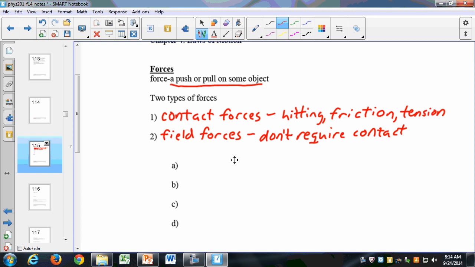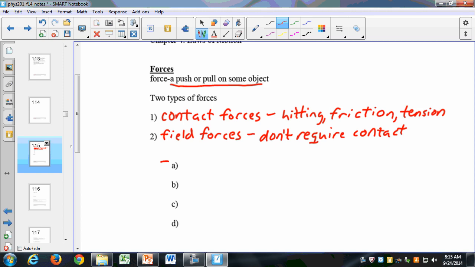Fields are really just a way of describing forces. We use a field to represent the force that an object feels. When you get close to a charged particle, it puts out an electric field, which is really just a man-made construct that we use to describe the force that a charged particle feels near another charged particle.